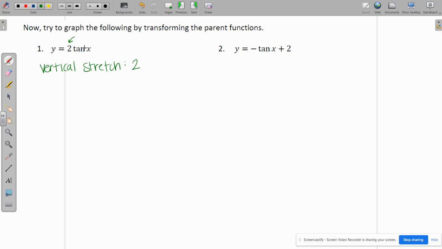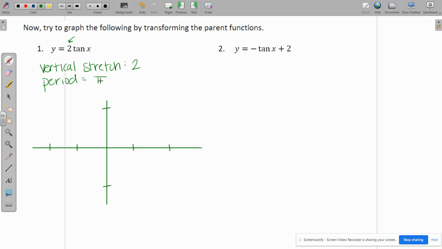There's no b value, so the period is still going to be what it was for our parent function, which was just pi. There's no numbers being added or subtracted at the end, so there's no vertical shift and there's no phase shift because there's nothing being added or subtracted to x. So to start with tangent, remember, we put the y-axis in the middle, and then I put 2 tick marks on either side of it.